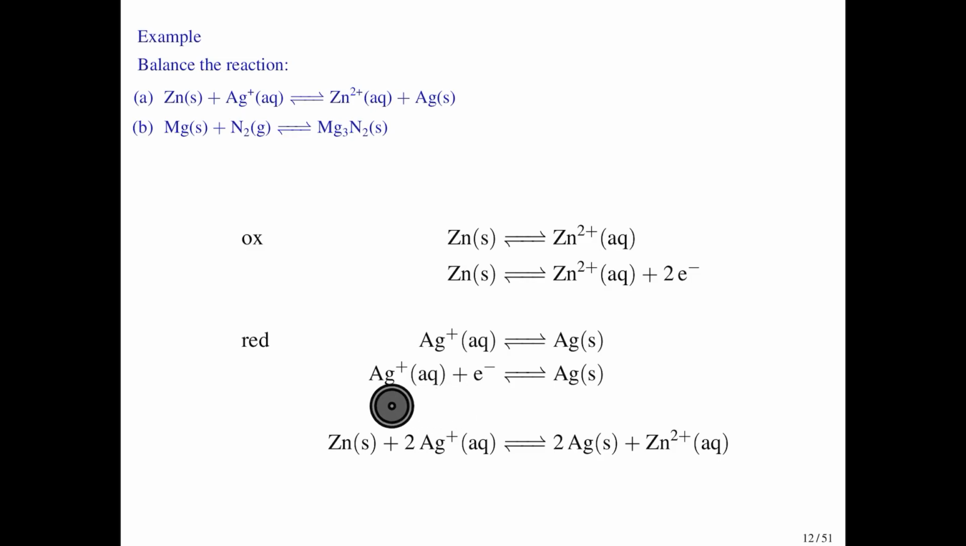You need to add electrons to the reactant side. So you add 1 electron to balance that plus charge. Both sides have a neutral charge. So now this is the balanced reduction reaction for silver plus.